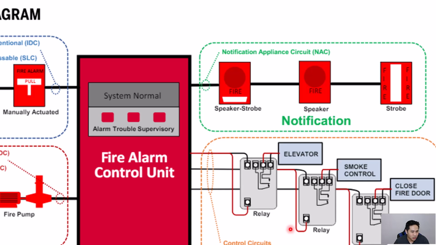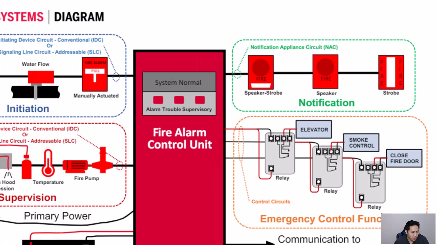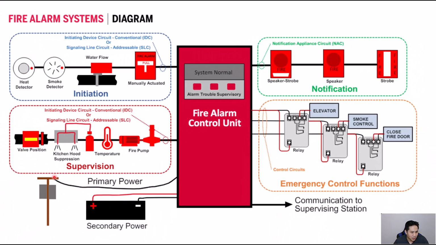And they show some other systems here. So you have the primary power, which is going to be 120 volts. In New York City and other places, it might be a different voltage. But in the US, it's a 120 volt single phase typically. Then you have a secondary power in case your primary power goes off. There is a battery backup system that would operate your fire alarm control unit for a certain amount of time.